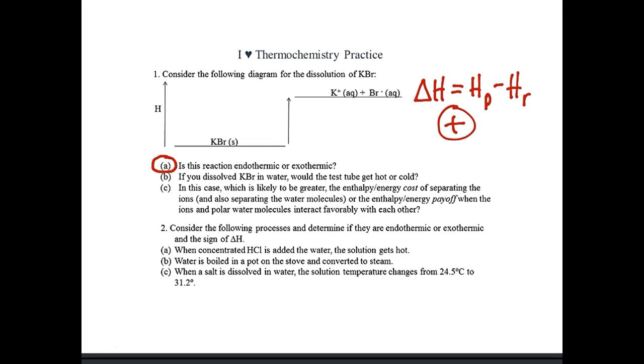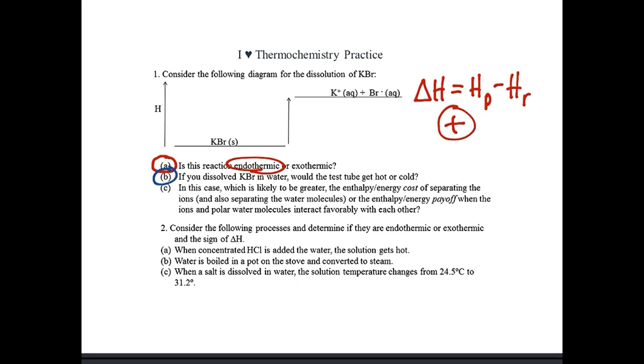So delta H is the enthalpy of the products minus the enthalpy of the reactants. In this case, delta H is positive, and you can also see from the diagram that it has to gain enthalpy, gain heat, in order to get up this wall that it has to get over, right?